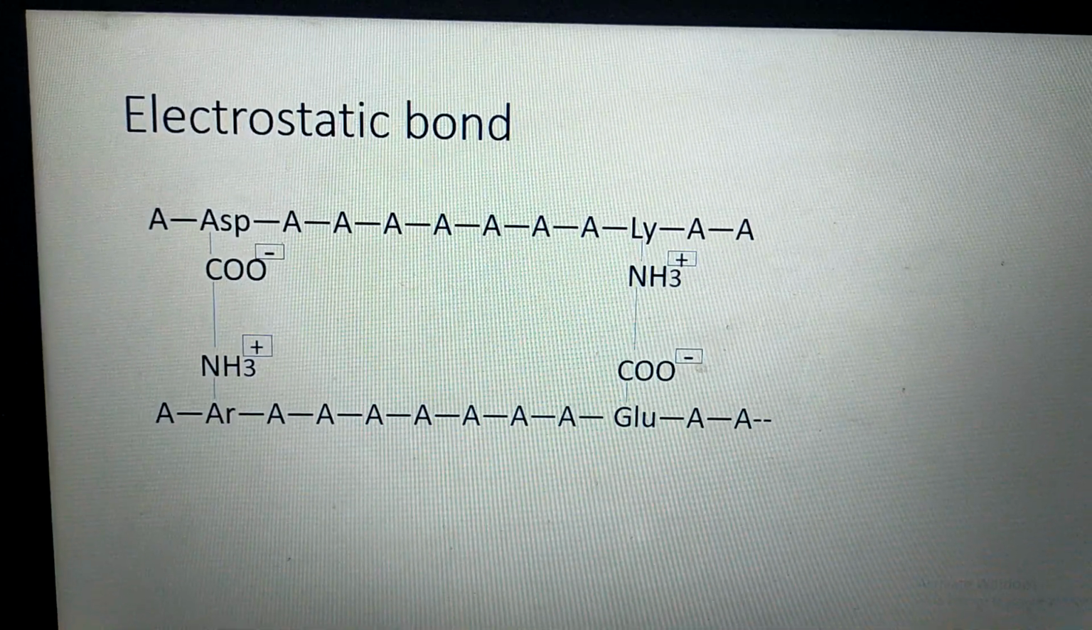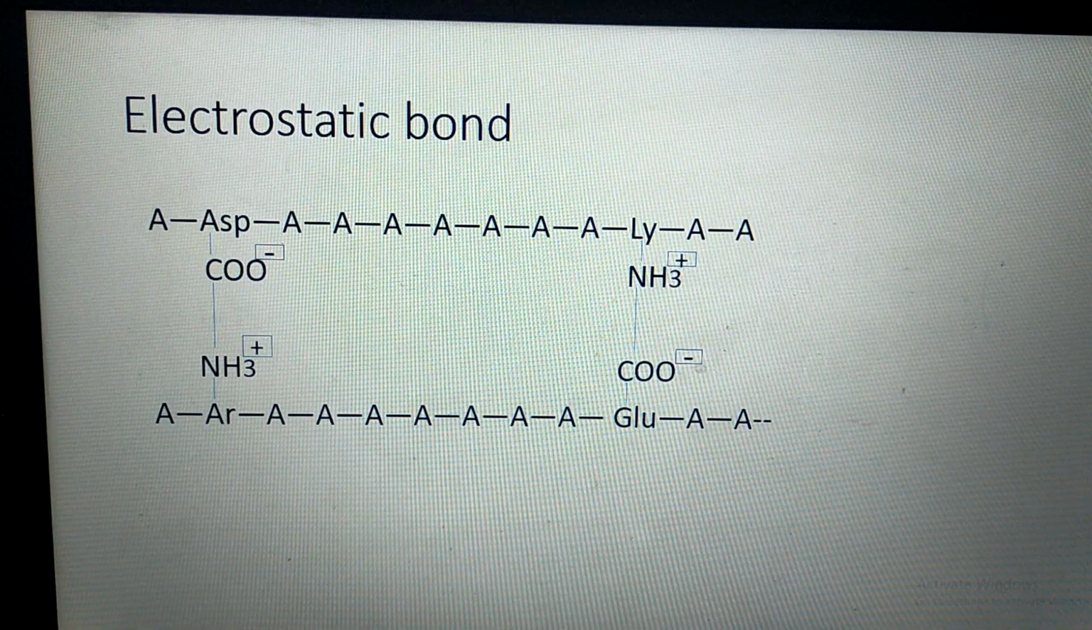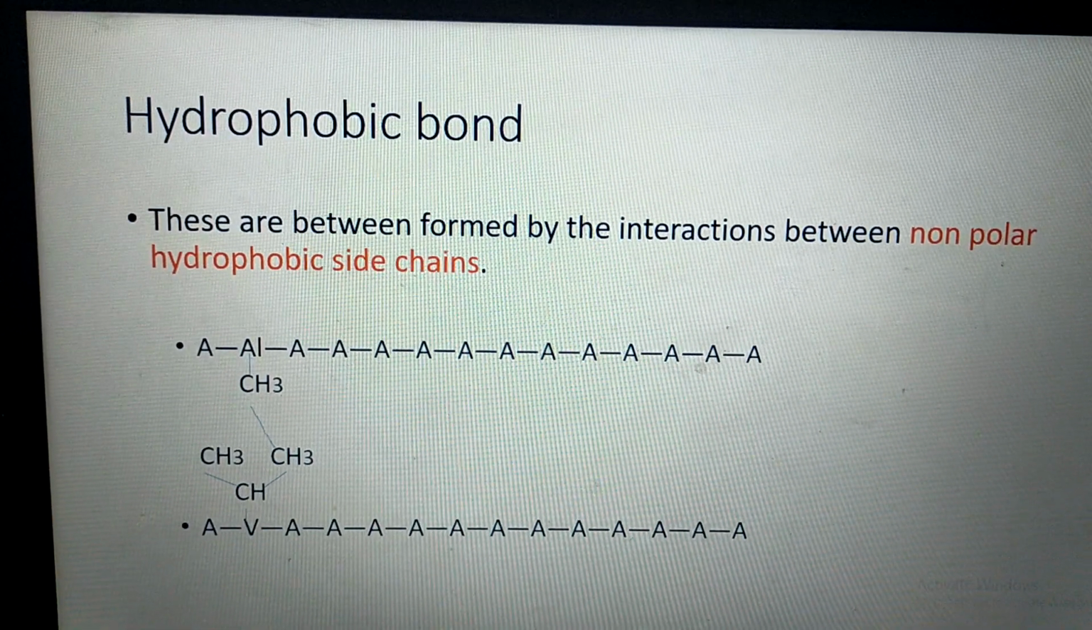But sometimes, instead of oppositely charged groups coming together, similar charged groups also come together, then they get repulsion from each other, and they are also included in the electrostatic bond. Next bond is hydrophobic bond.